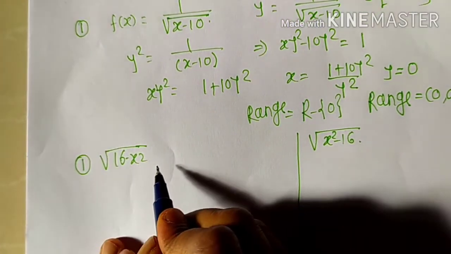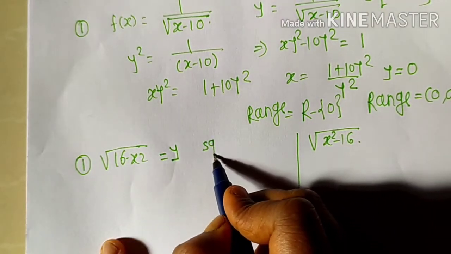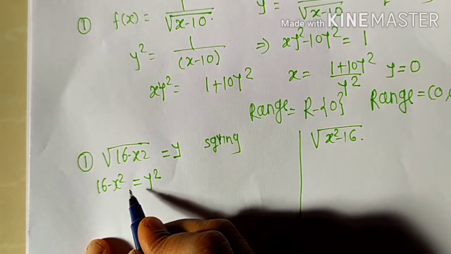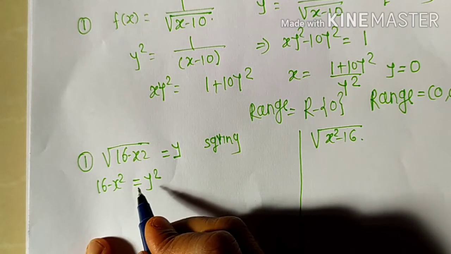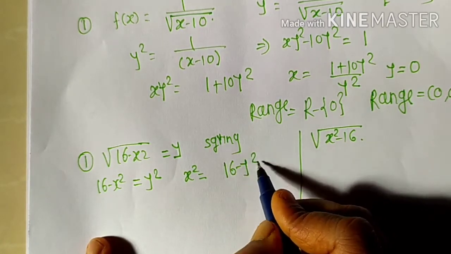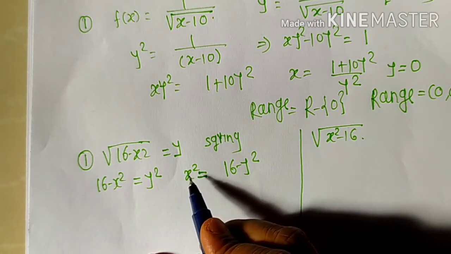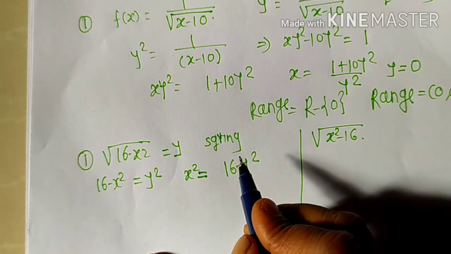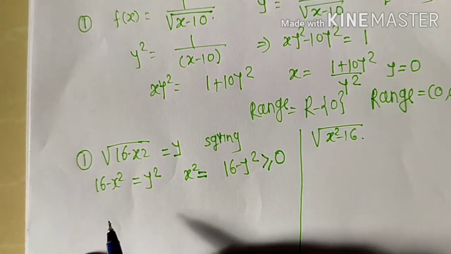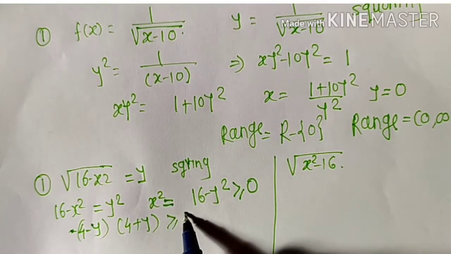We follow this step: whatever function is given, we denote this as y. Then in order to eliminate this square root, we take squaring on both sides. 16 minus x square is equal to y square. Then you have to express this in terms of y. तो x square is equal to 16 minus y square. Okay, 16 minus y square. The square of any number is always greater than or equal to 0. If it is negative, then the square is positive also. Whatever the number, and if x is 0, then it is 0. तो ये जो value होगी x square is equal to 16 minus y square, which is always greater than or equal to 0 होनी चाहिए. ठीक है, get the factors: 4 minus y and 4 plus y. This must be greater than or equal to 0.